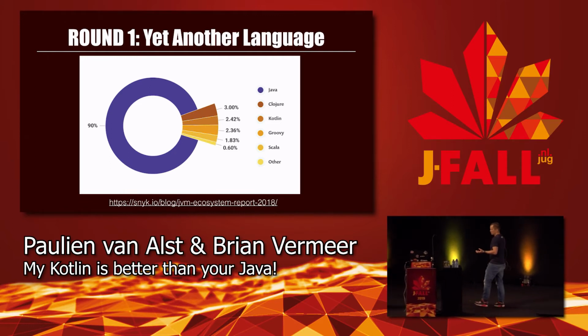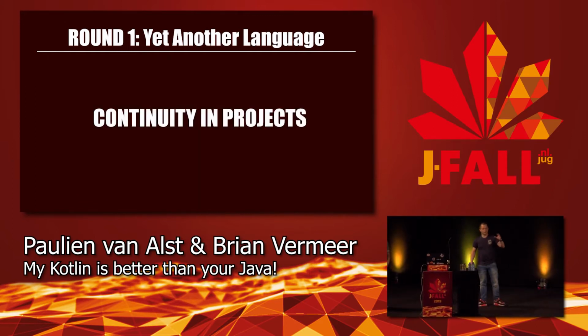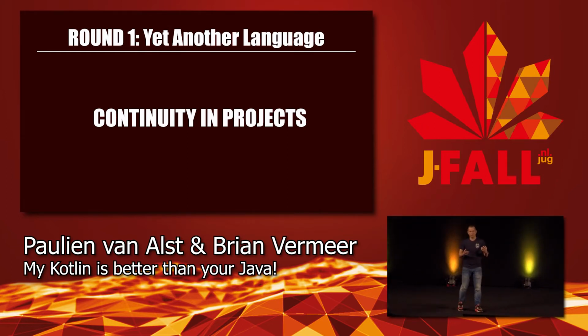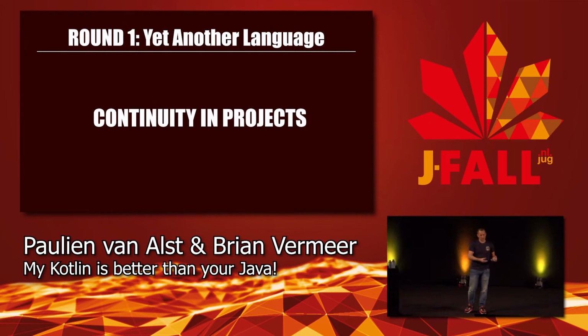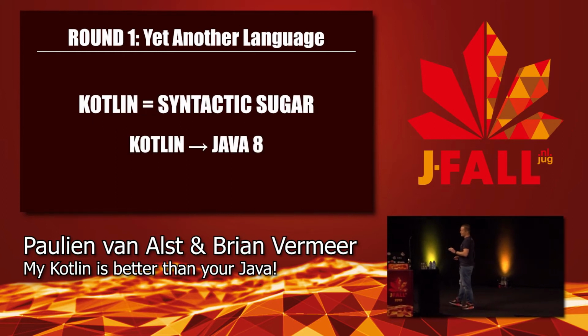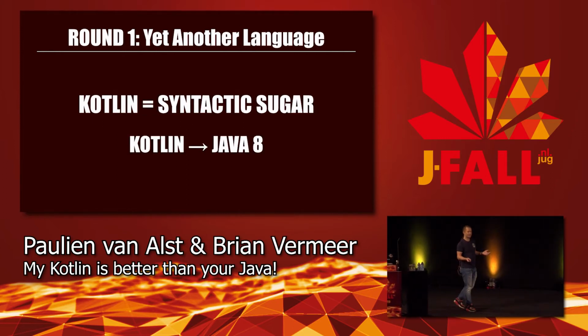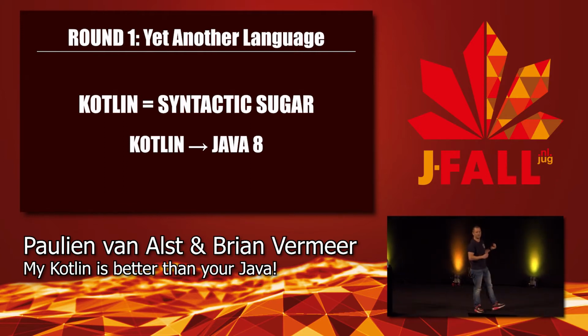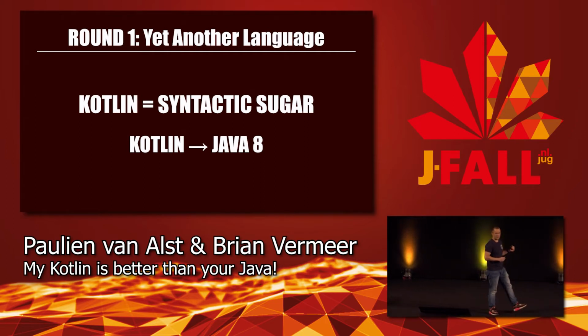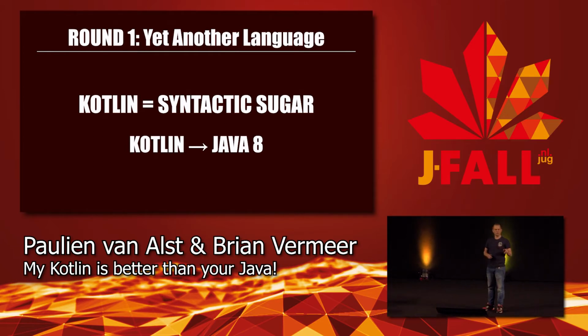I mean, first of all, I want to make sure that there is some kind of continuity in our projects. If somebody drops out because they move jobs, it's easier to find a Java developer than a Kotlin developer. Because we saw it was 90% versus 2 point what? And again, let's be honest. Kotlin is nothing more than syntactic sugar. And it compiles back to Java 8 bytecode. So think of yourself, are you using Kotlin because of the new functions, or are you just afraid to upgrade Java?